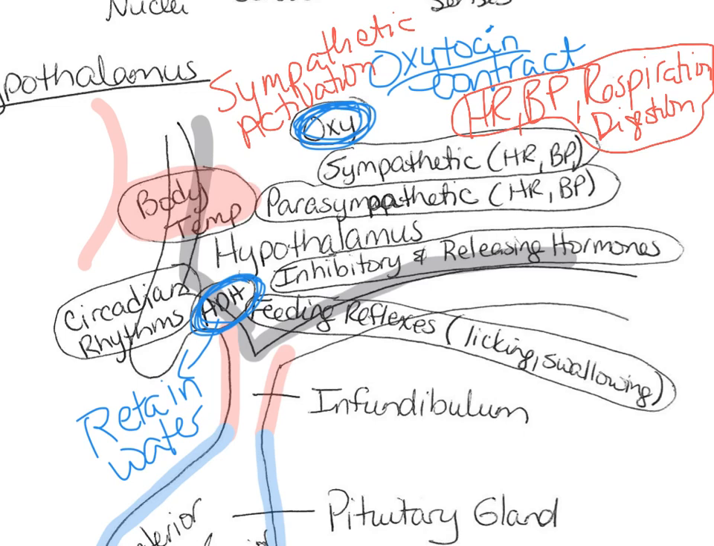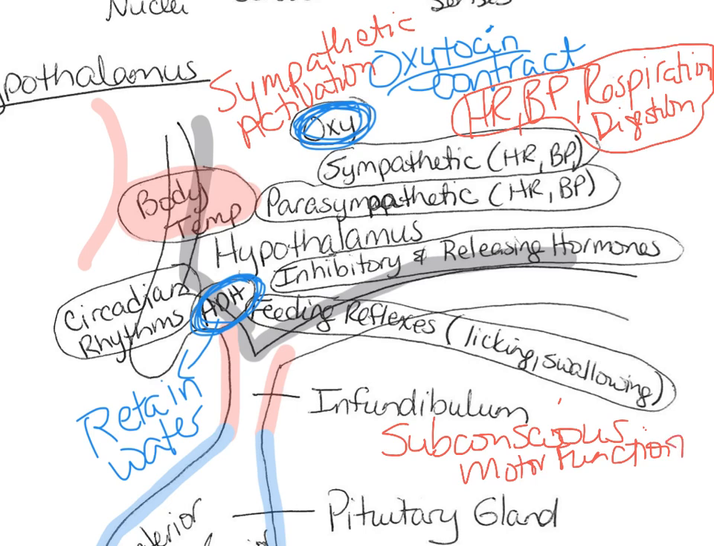Subconscious motor function. Especially when you're talking about really strong emotions like rage, pleasure, pain. So what I mean by that is, when you're in a lot of pain and your face goes, ugh, that's a subconscious motor function, right? That happens subconsciously. When a person is sexually aroused and their body writhes, right? That is controlled in the hypothalamus.